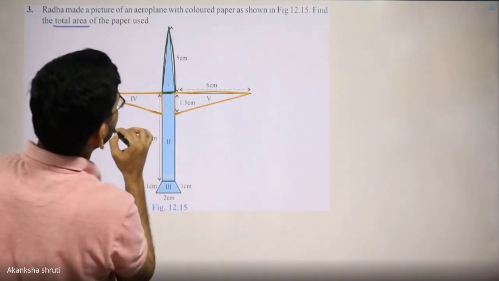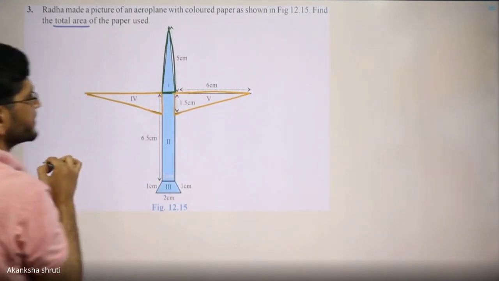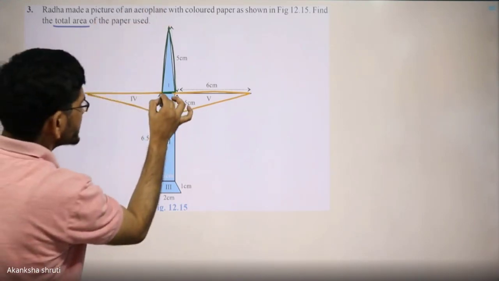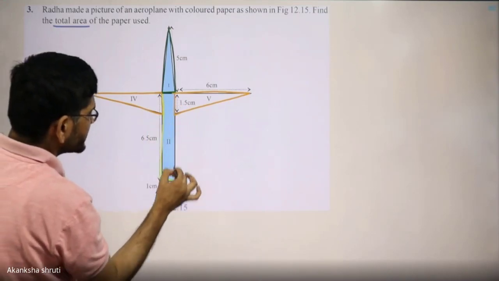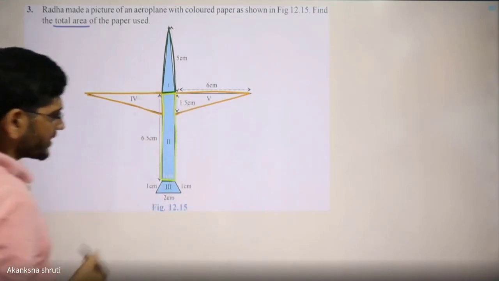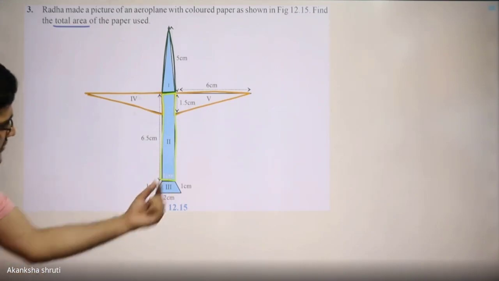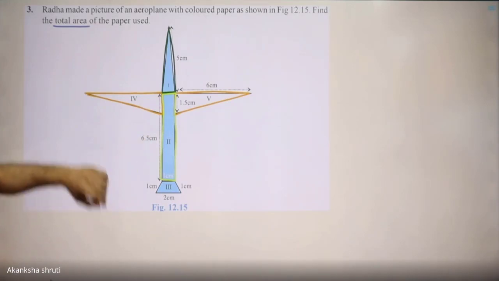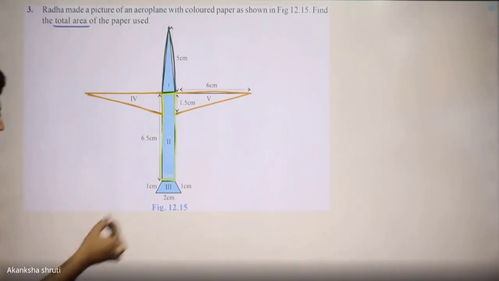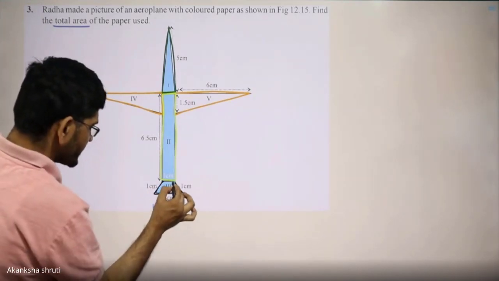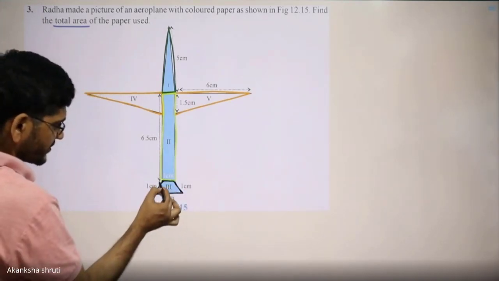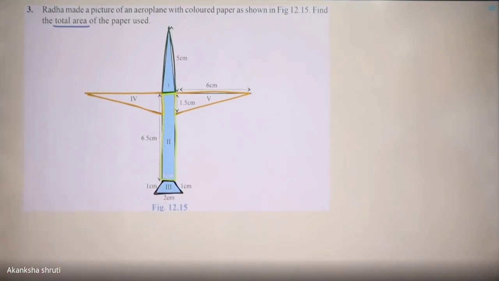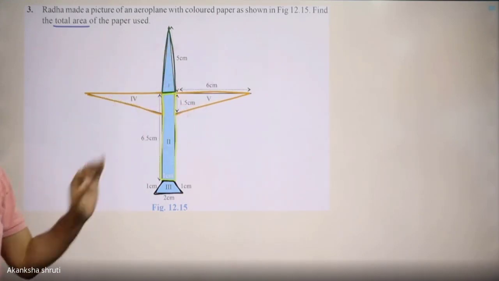It is this triangle. Then we have another body part. What is this figure? This figure is a rectangle in which the width is 1 centimeter and the length is 6.5 centimeter. In addition to this, we have one more part, which is the trapezium, this one, in which these two sides are 1 centimeter and this is 2 centimeter. We have to find the total area of this figure.